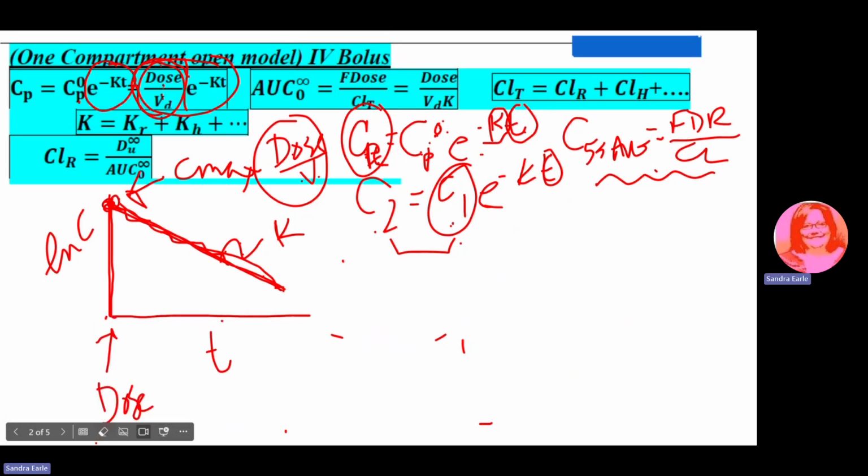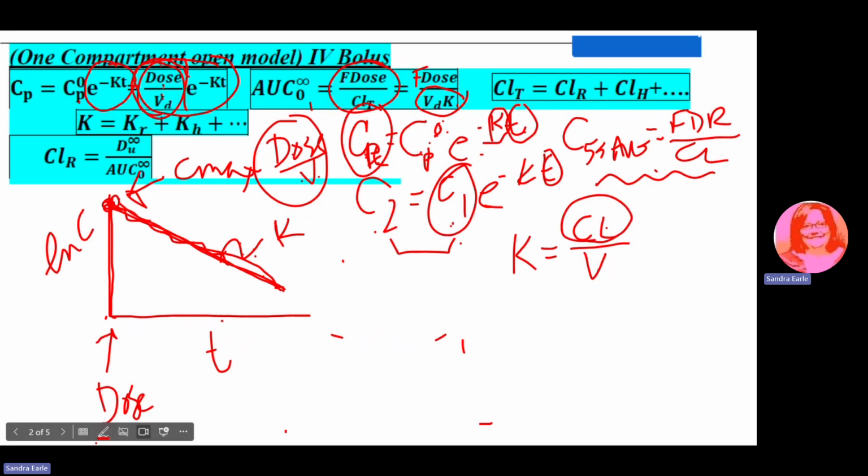This equation here, you already know that area under the curve is bioavailable dose over clearance. And remember, and this is the same thing, it needs a little F here though too, bioavailable dose over clearance, right? So I spent a lot of time convincing you, I hope, that elimination rate constant is determined by the clearance and volume of the drug.